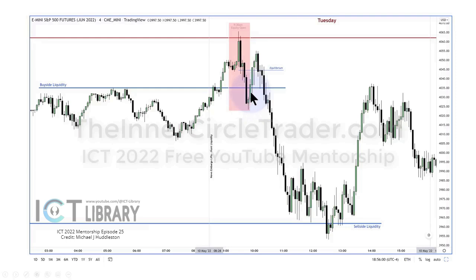Well, first of all, if you did that, you were not following the rules, because from this high down to that low, this is equilibrium. We need to get to a premium. We don't want to sell in a discount. That's not what we're doing here. So we have to get to this level here, 40, 44 and a half or higher. That's a premium based on that price swing.